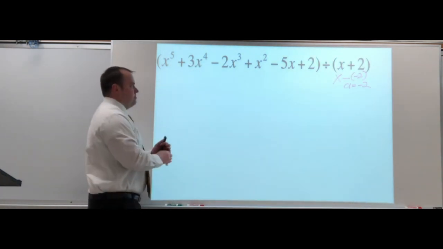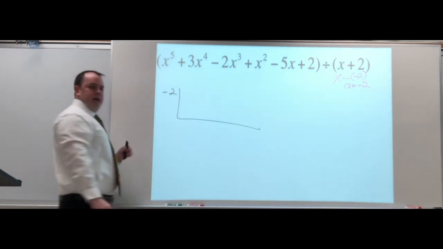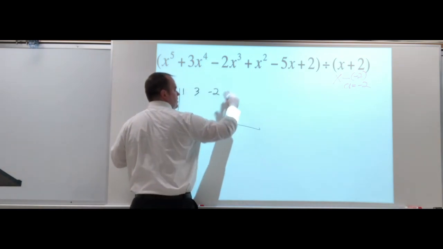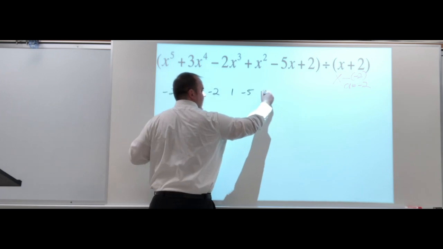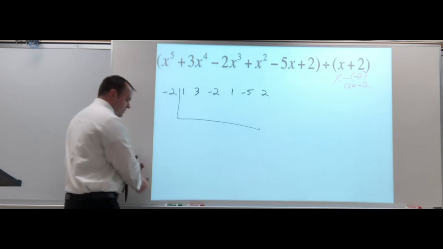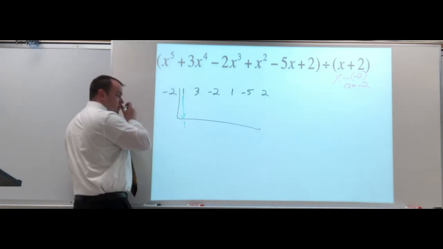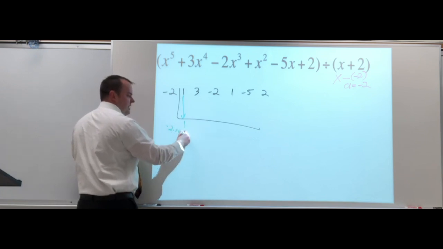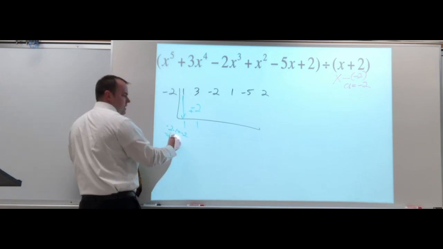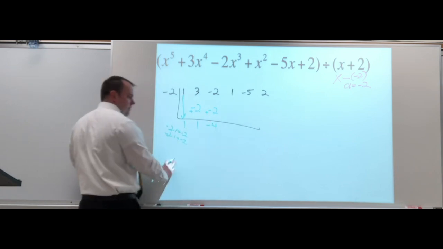So when I'm setting up this problem, negative 2 on the outside as our a, and we have 1, 3, negative 2, 1, negative 5, and 2. Same work as before, so I'm going to move through this pretty quickly. I'm going to bring down my first term, and multiply. Negative 2 times 1 is negative 2, and add, gives me 1. Negative 2 times 1 is negative 2. I'm going to add, gives me negative 4.